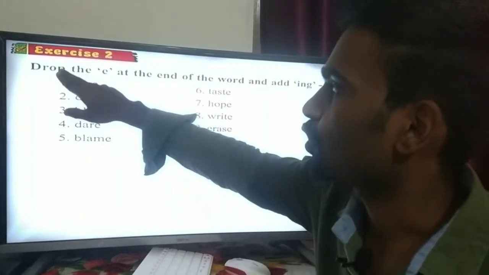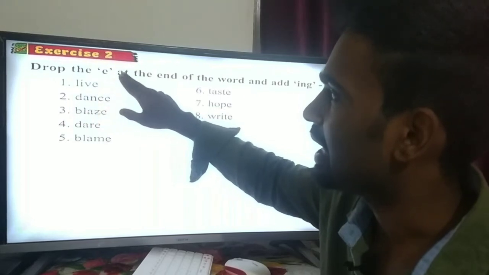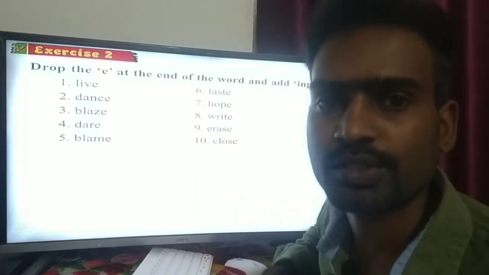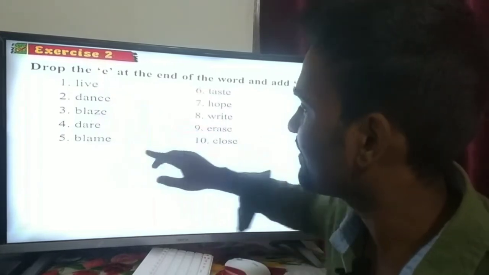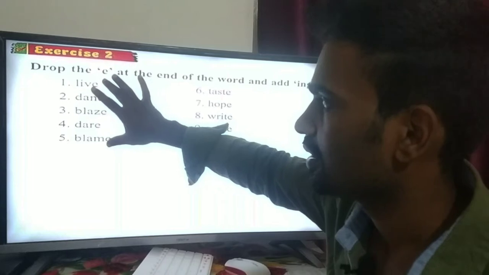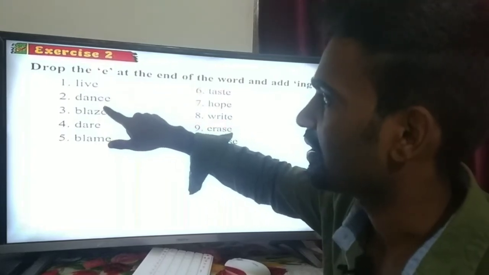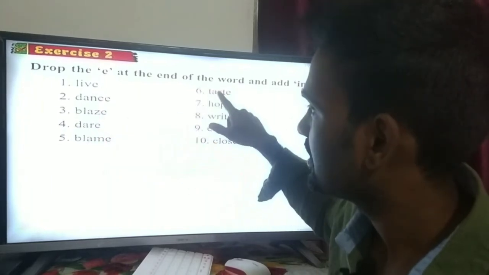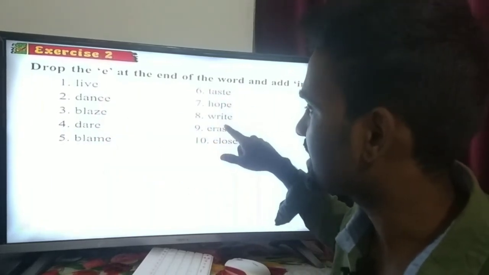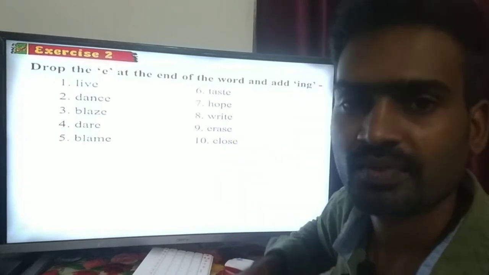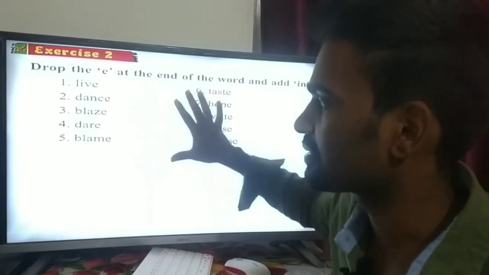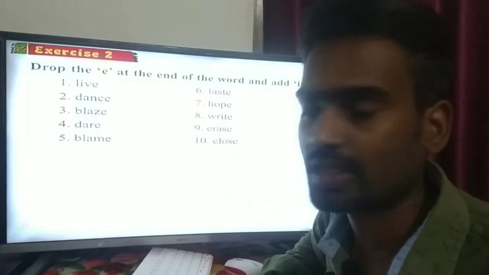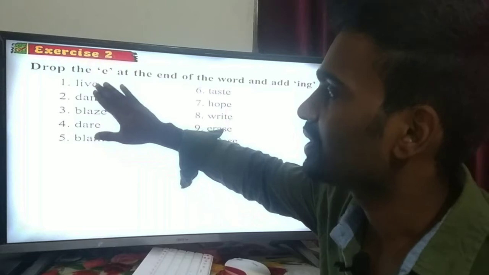Let's see: drop the e at the end of the word and add ing. Now in all we have 10 verbs: live, dance, blaze, dare, blame, taste, hope, write, erase, close. All these 10 words are verbs. Now, what are we going to do?